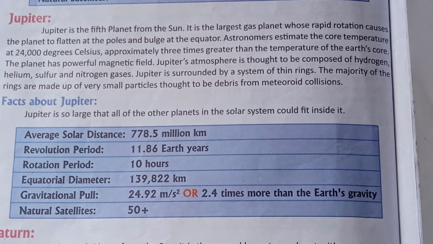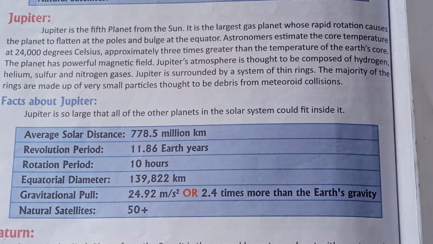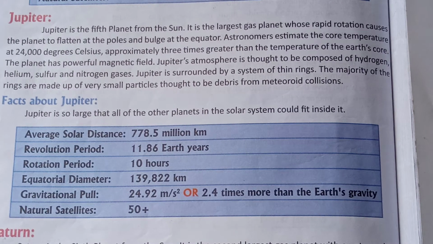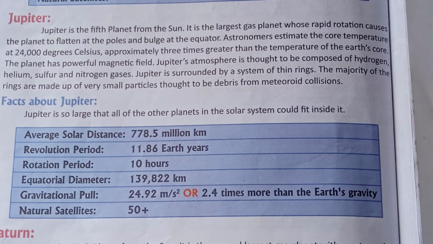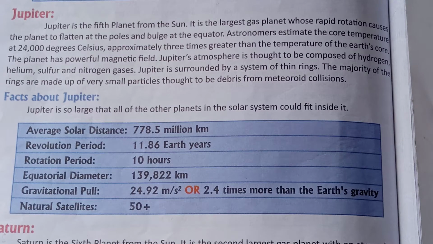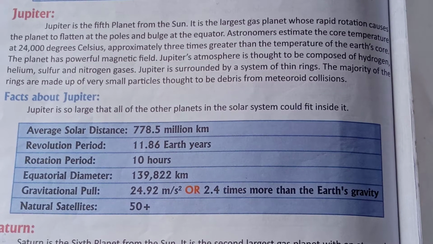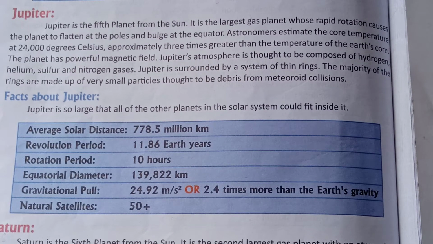The distance from the Sun is 778.5 million kilometers. Revolution period is 11.86 Earth years. That means our Earth year is about 365 days. So the Jupiter revolution period is about 12 Earth years.